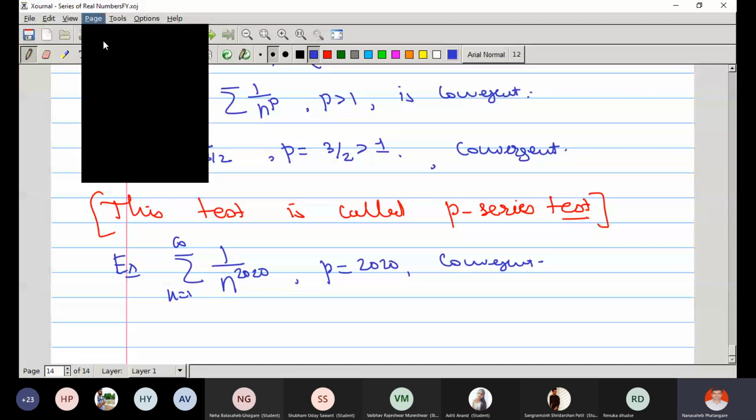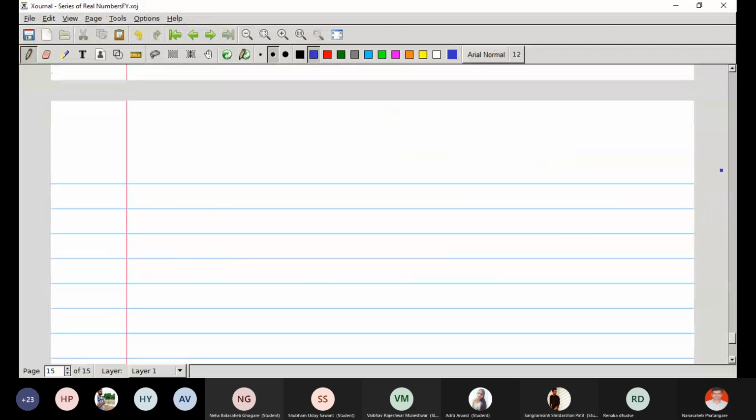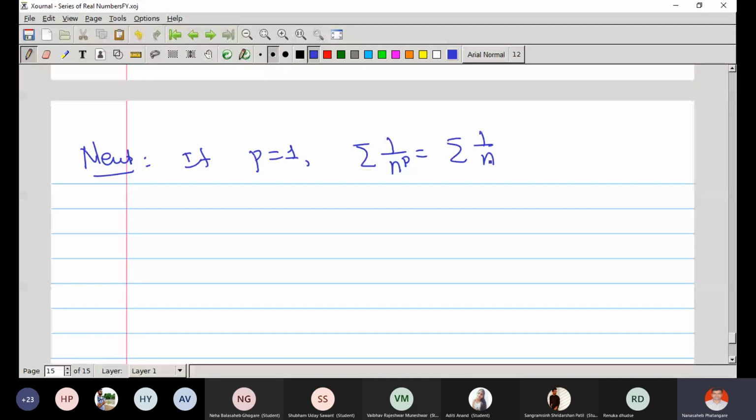What about if P is less than 1? So next, if P is equal to 1, then the series 1 upon n to the power P is 1 by n. Is it convergent? No, it is divergent. This we already proved. If P is equal to 1, then series 1 by n is divergent. So that is already done.